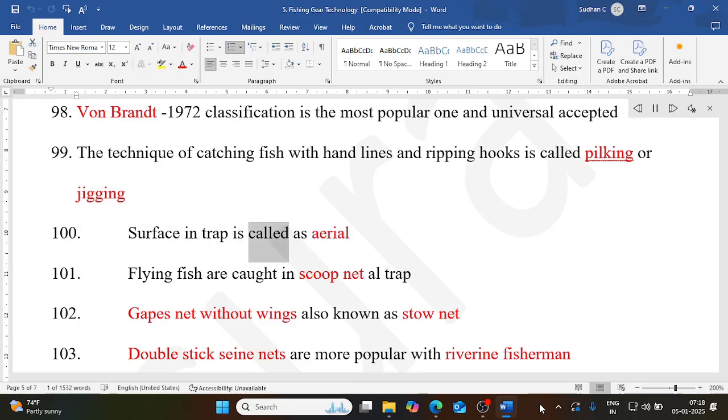Surface in trap is called aerial. Flying fish are caught in scoop net or trap. Gape's net without wings is also known as stow net. Double stick seine nets are more popular with riverine fishermen.